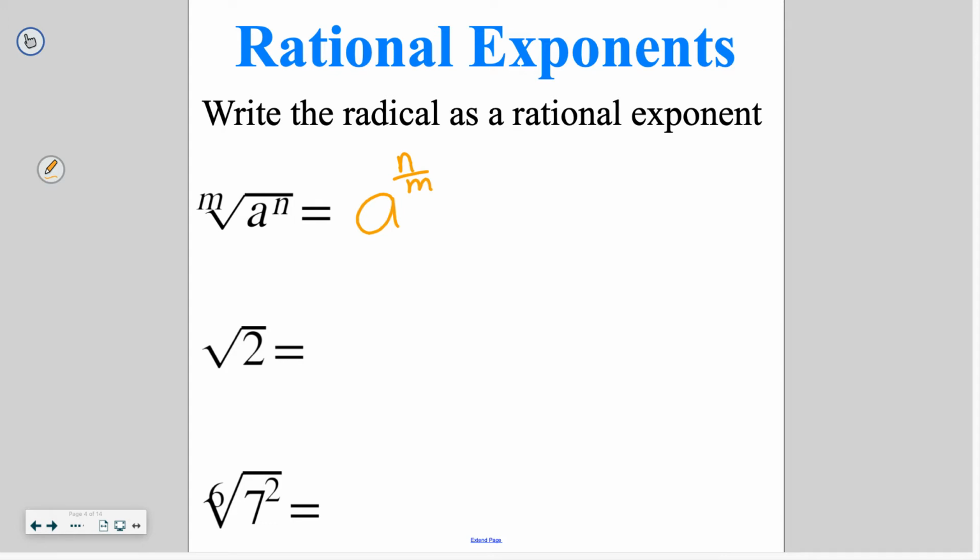and whatever the radical power is, that's the denominator of our fraction. So when we come down here to this one, if there's not a number in the front of the radical, we assume it's 2. So that's the square root. If there's no exponent behind the number, the exponent is going to be 1. So the square root of 2 is the same as 2 to the 1/2 power, because we have our power of 1 and our root, or our radical, of 2.